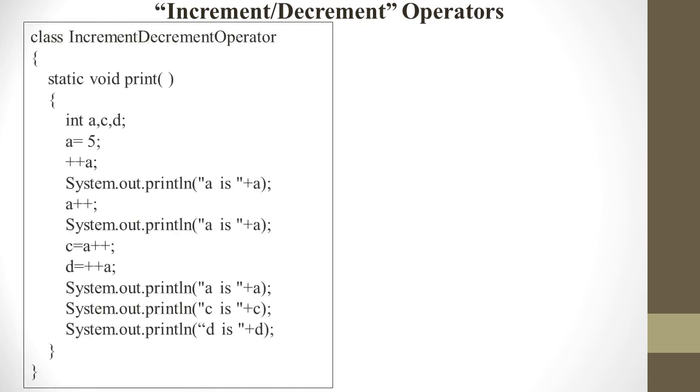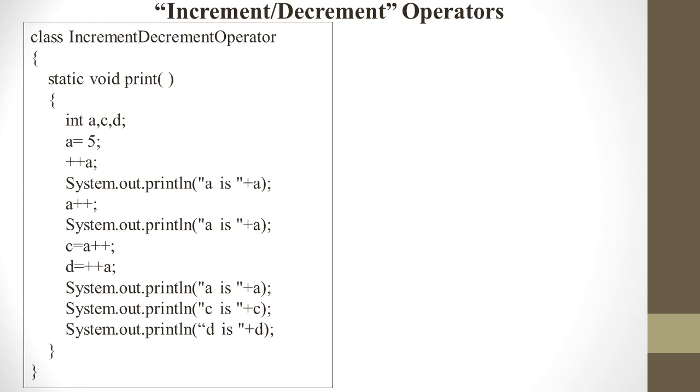Now I am showing the operations of increment and decrement operators with the help of an example. Here I am creating a class, and the class name is increment decrement operator, curly braces open. Then here I am adding a function, static void print, and here I am taking 3 variables, and the data type of those variables is int. So I am declaring 3 variables a, c and d. So I am writing int a, c, d.